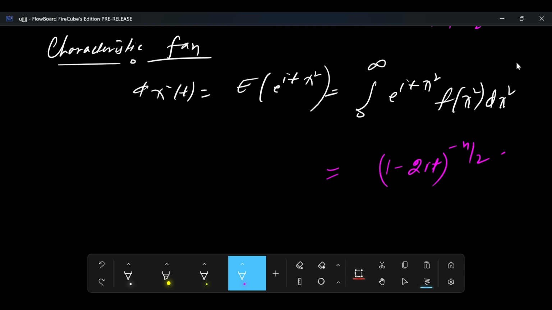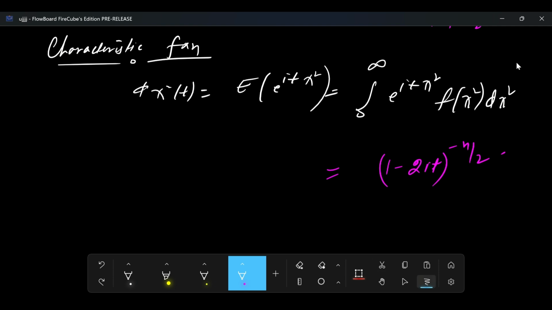And one more thing. We cannot obtain the probability generating function of a continuous distribution. So the probability generating function of chi square will not exist.